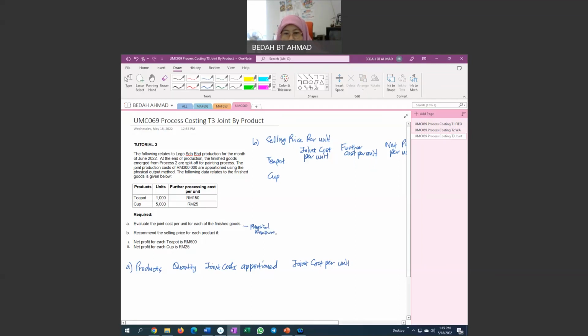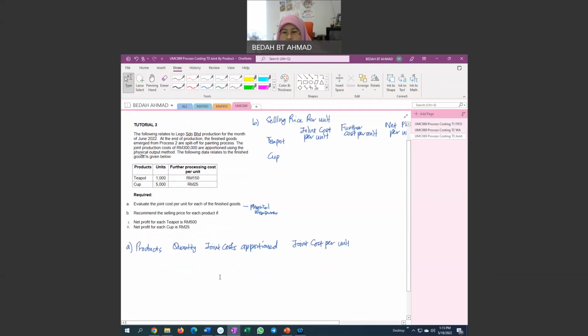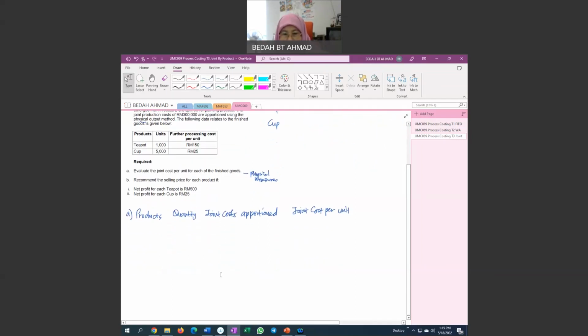This is our measurement method for the joint cost of products. We prepare columns stating the products, the quantity, the joint cost apportioned, and the joint cost per unit. Our products are the teapot and the cup, and the quantities produced are 1,000 and 5,000. The joint cost apportioned is based on the physical units, the quantity of units produced.